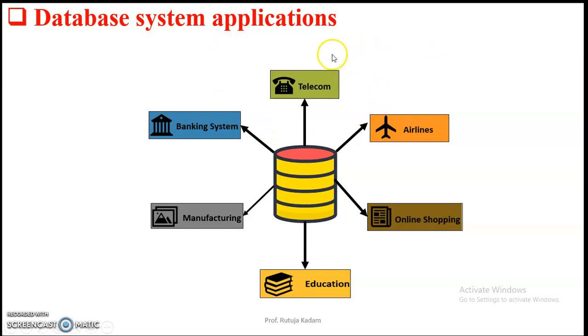In telecom, the incoming, outgoing, and all the details of the call records are stored. Banking systems relate to accounts, that is withdrawal, credit, debit. In airlines, all the bookings and availability are checked. Same in online shopping. Same in education, where the students' data is stored. The CGPAs, the fee structures, all are maintained in the education system via database systems. And in manufacturing, the inventory, the warehouse, and all the information related to a product is stored in the manufacturing databases.